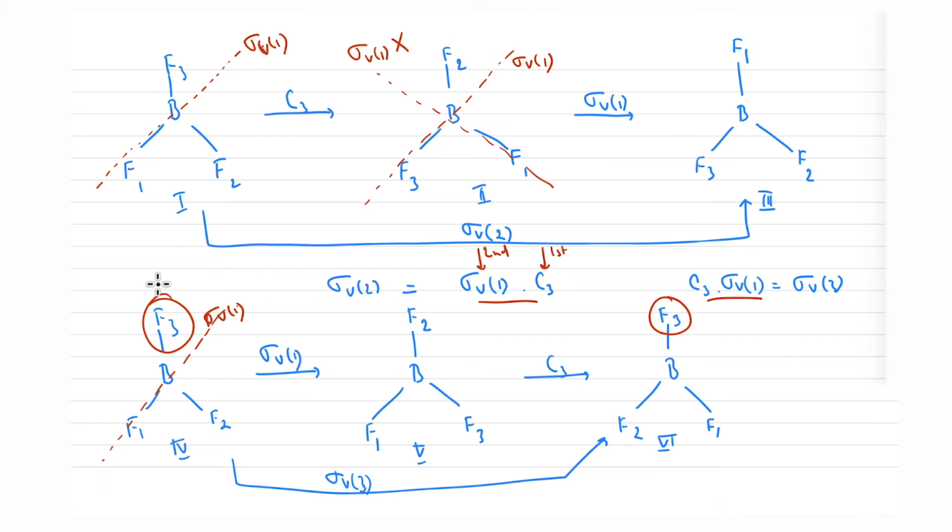So we can safely say that the commutator of C3 and sigma V1 is not equal to 0, right? So they do not commute. Is that clear? Okay. So C3 does not commute with sigma V1, right?